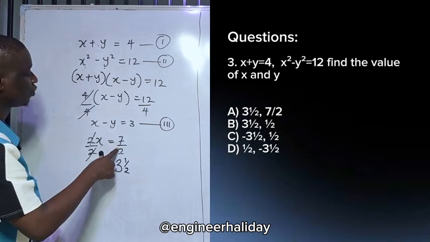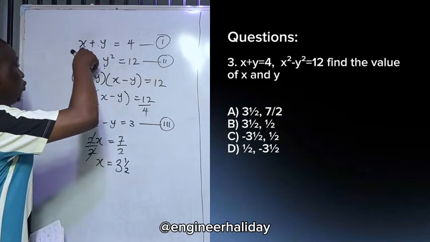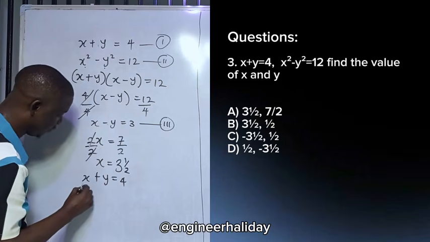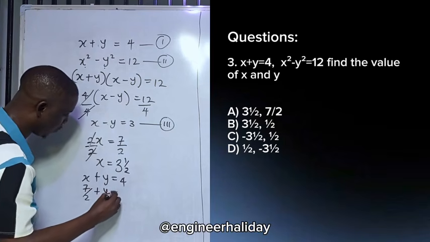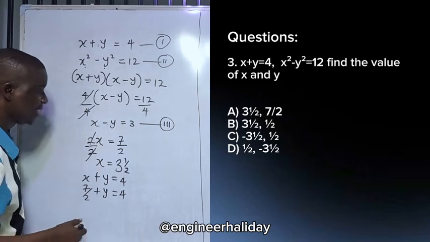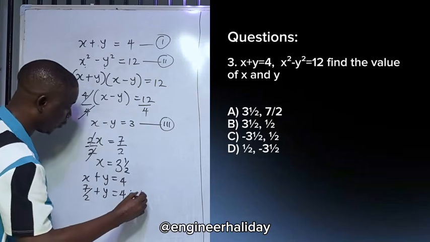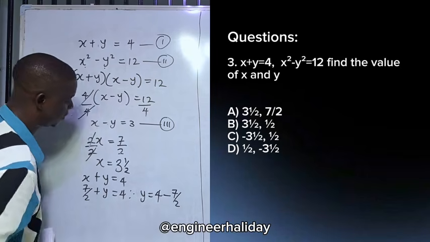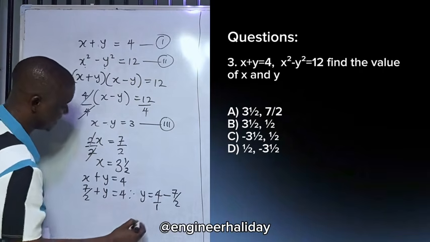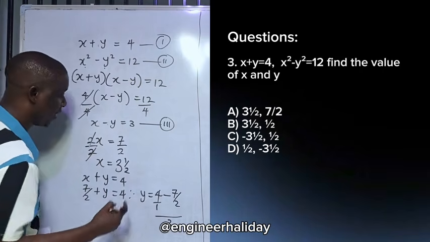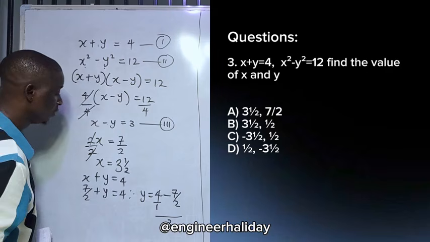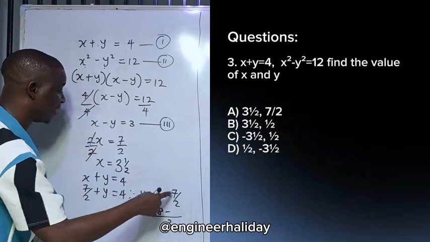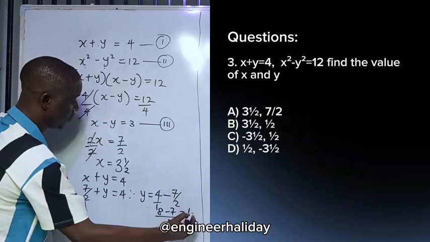Then how do we get y? Put x equal to 7 over 2 in equation 1, so that we can have x plus y equal to 4. So 7 over 2 plus y equal to 4. Now let's make y the subject of formula. Therefore, y becomes 4 minus 7 over 2. So what is the LCM now? LCM is 2. 2 divided by 1 is 2, times 4 is 8, minus 2 divided by 2 is 1, 1 times 7 is 7. I would have 1 over 2.